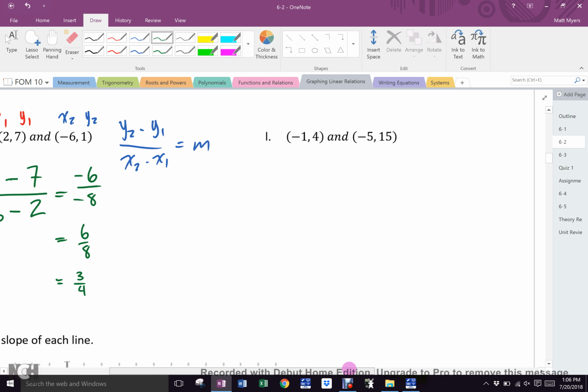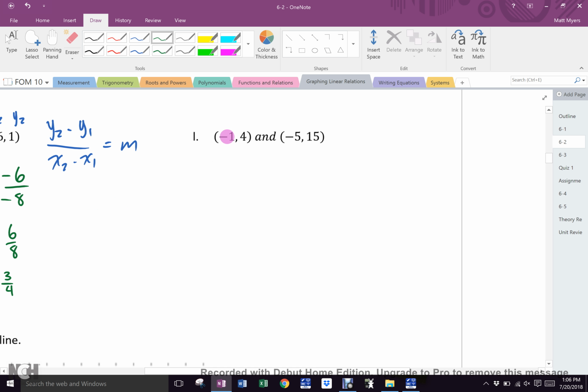Let's see. First x I see. What should I call it? No, you know what? I'm going to reverse it, because it doesn't matter, does it? I'm going to call this guy x2, which makes this guy what? y2, which makes this guy what? Which makes this guy what? y2 minus y1 over x2 minus x1. What is y2?